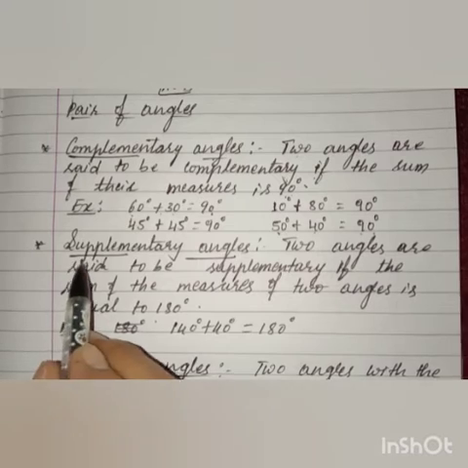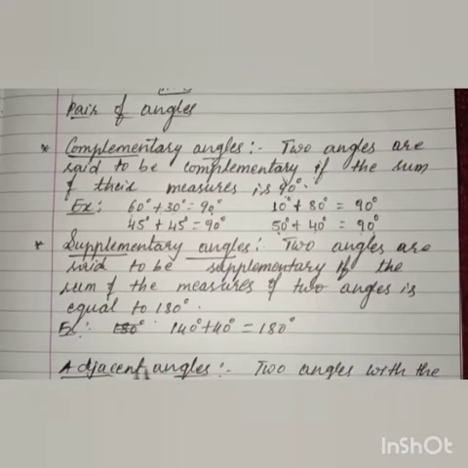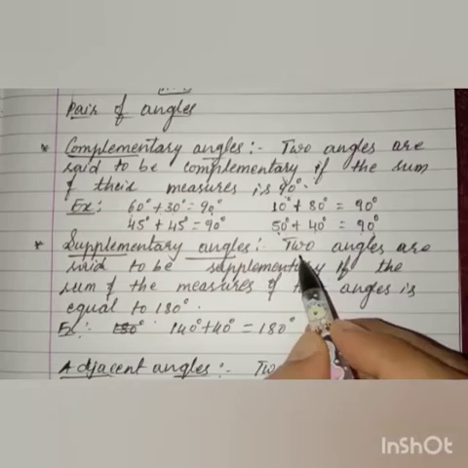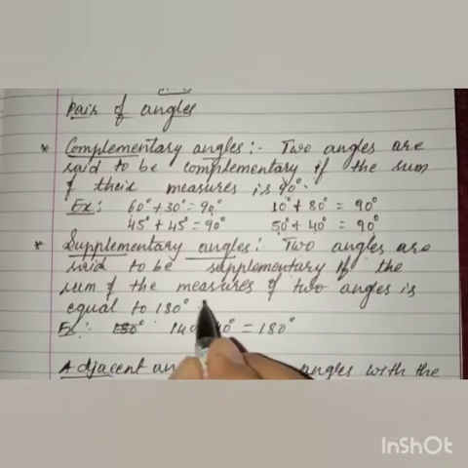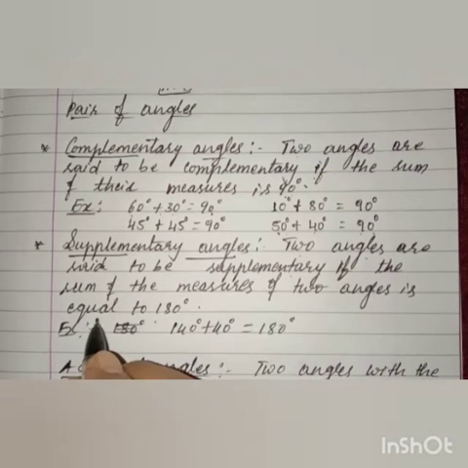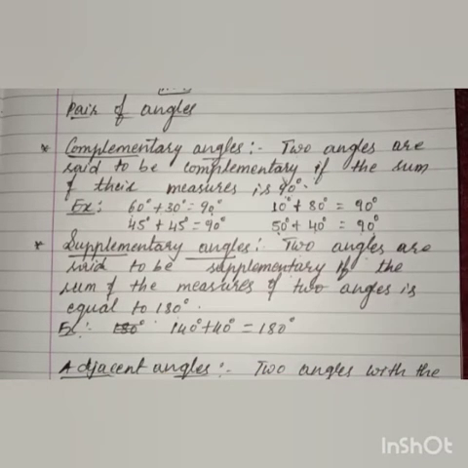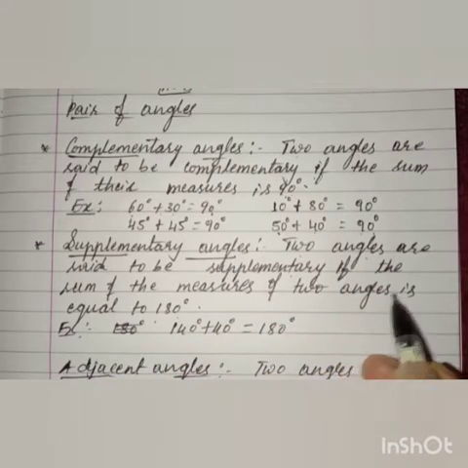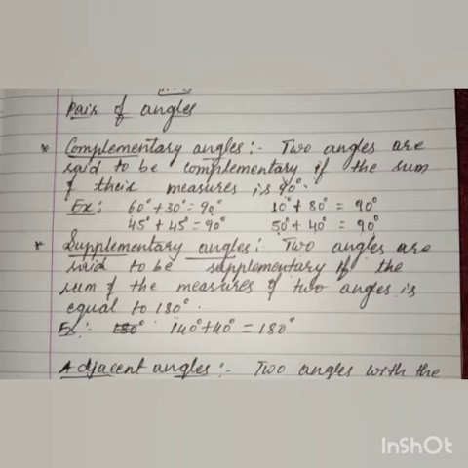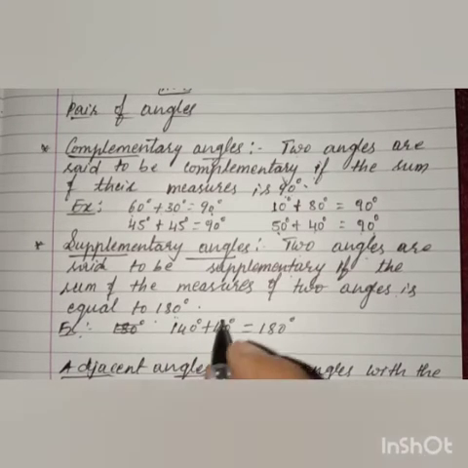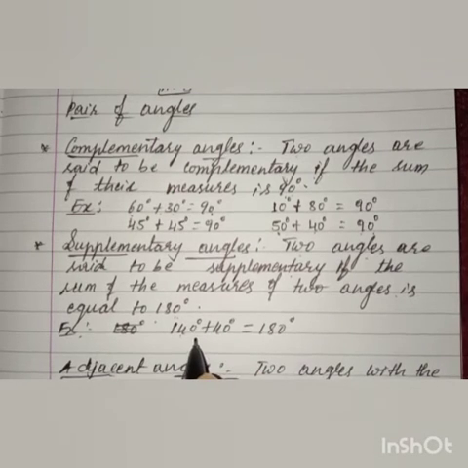Next comes supplementary angles. Two angles are said to be supplementary if the sum of the measures of the two angles is equal to 180 degrees. If the sum of the measures of two angles is equal to 180 degrees, then they are called supplementary angles. Let us take an example here. 140 degrees plus 40 degrees is 180, right? So these two are called supplementary angles.